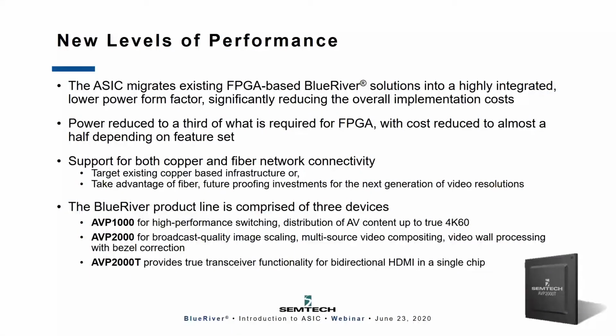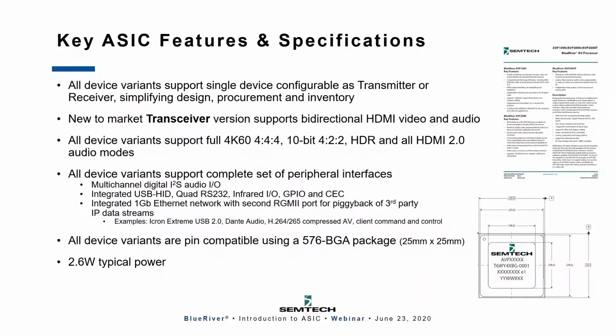true transceiver functionality. This lets you send and receive HDMI via a single chip. And this is really taking advantage of the bidirectional nature of 10 gigabit networking. So with a single chip, you can both transmit, i.e. HDMI in up to 4K 60, and receive an output over HDMI up to 4K 60. So very powerful indeed. And we'll look at the transceiver and some of its key applications it enables in later slides. Let's drill down a little bit and look at some of the key features and specifications of the ASIC.